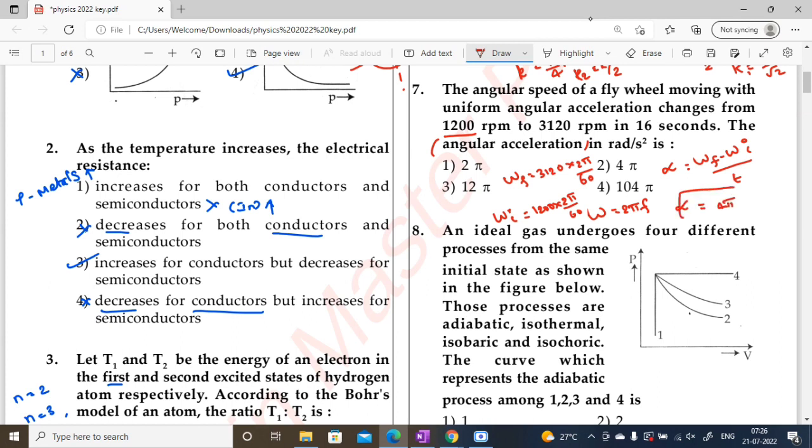So always check the options, guys. You don't need to solve the entire thing in that manner. So check with the options. You are getting the answer directly as 4 pi itself, in terms of pi itself. So no need to get into a direct simplification, right?